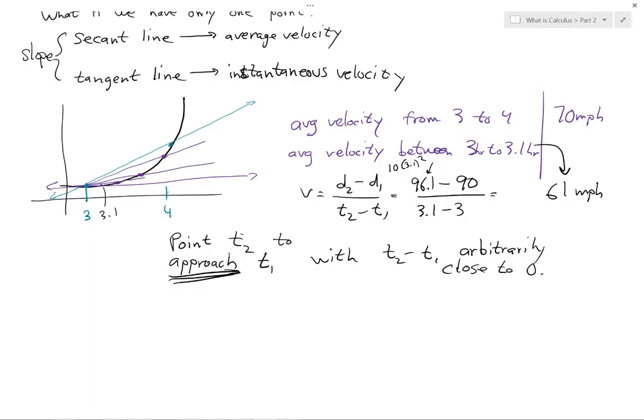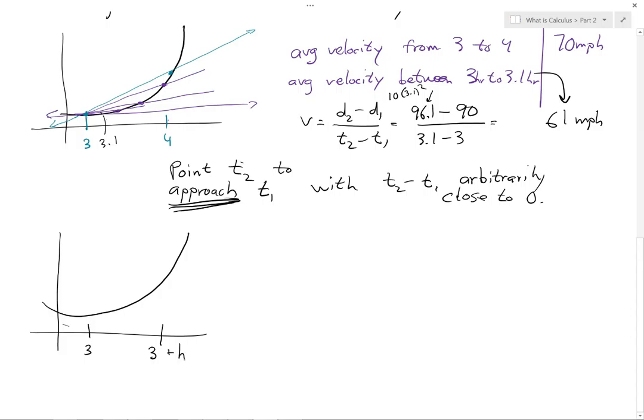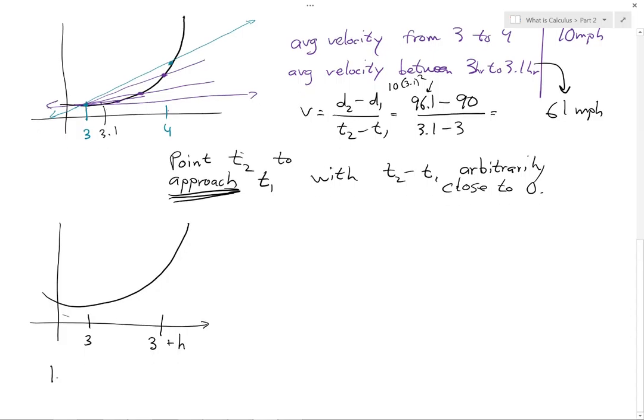Okay, so enough talk. Let's actually go through how we're going to do this. I'm going to redraw the graph one more time. This time, we're not looking for 4, so I'm not going to draw in time 4. I'm going to do 3 plus h. Now, what is h? H basically is the change in time, or more specifically, T2 minus T1. So h is the difference in time.